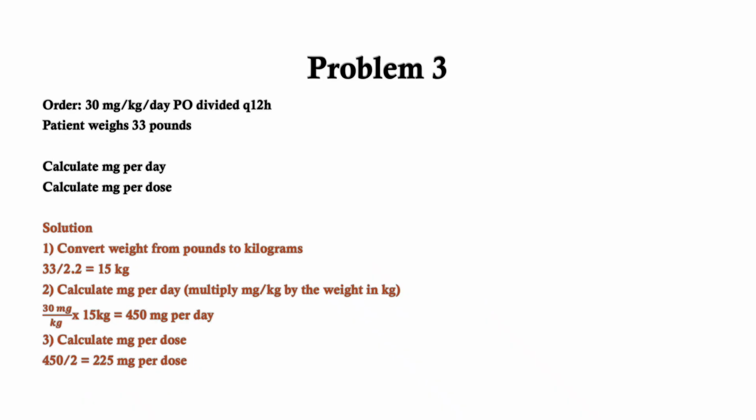Let's look at the last problem. This one is a little bit different. So here we have 30 milligram per kilogram per day, PO divided every 12 hours. Patient weighs 33 pounds. Calculate milligram per day, calculate milligram per dose.